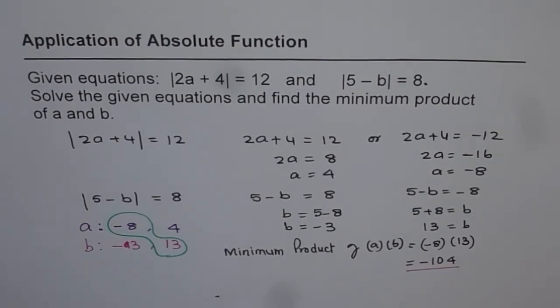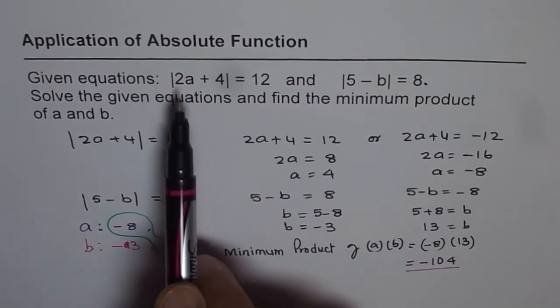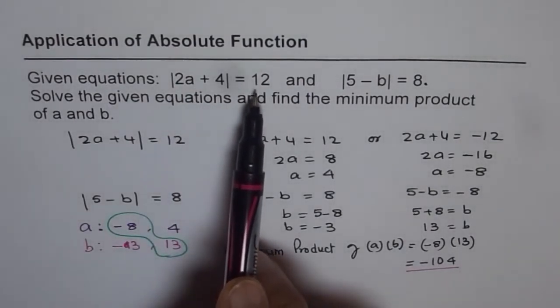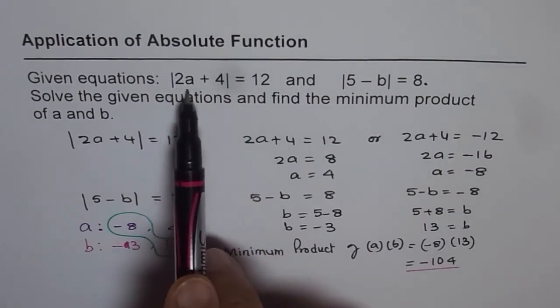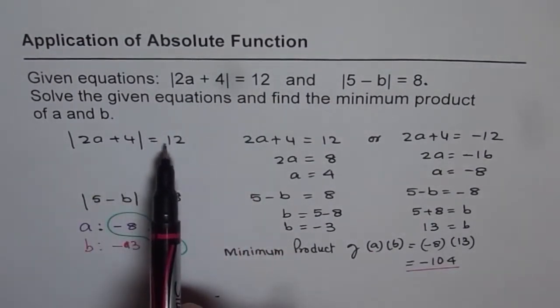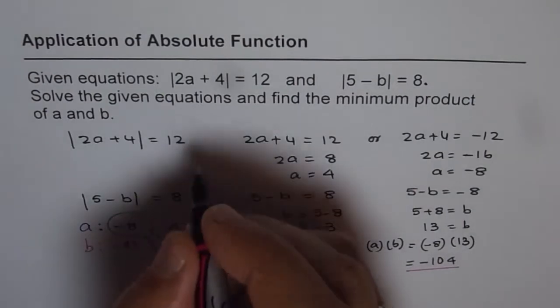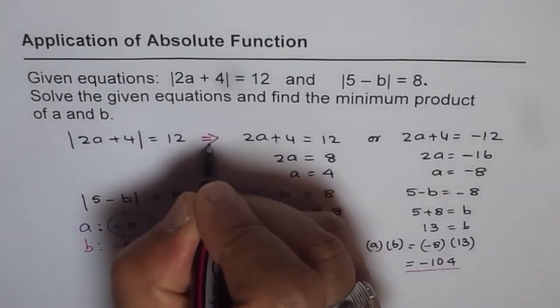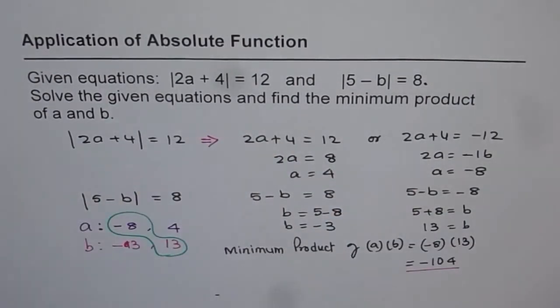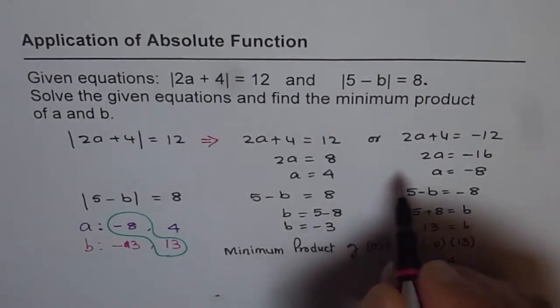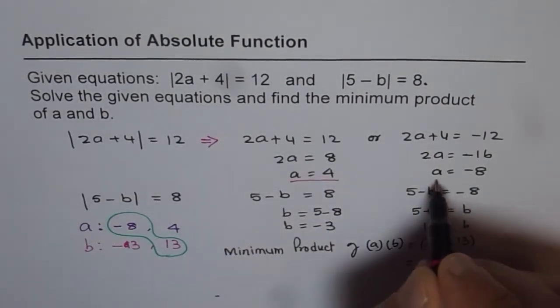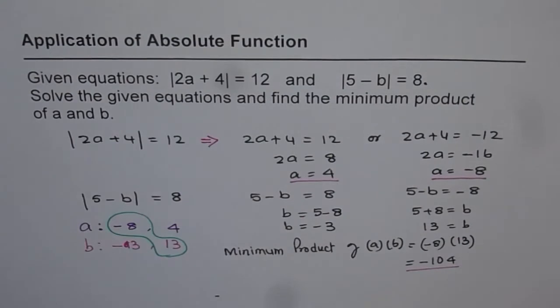So that is how we should solve the question. Now let us see once again how we solved it. When we say absolute value equals plus 12, it really means that the expression inside could be either plus 12 or minus 12. So we have two possible solutions, correct? And solving them, we get values of a as 4 and minus 8.